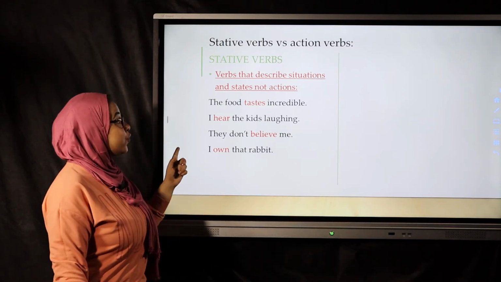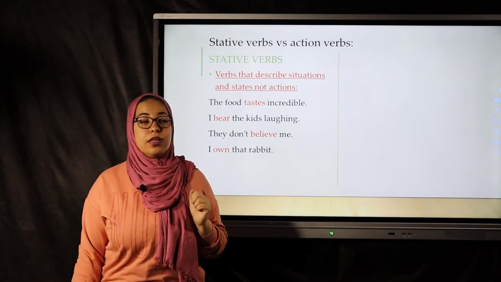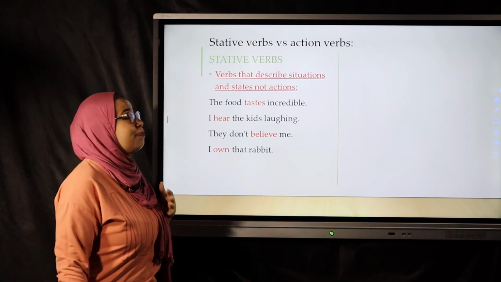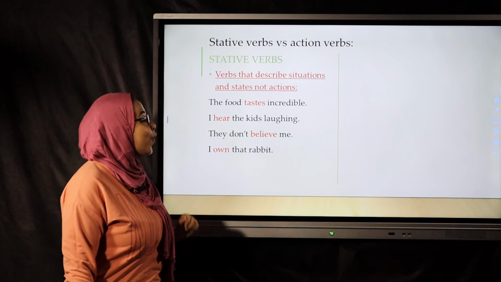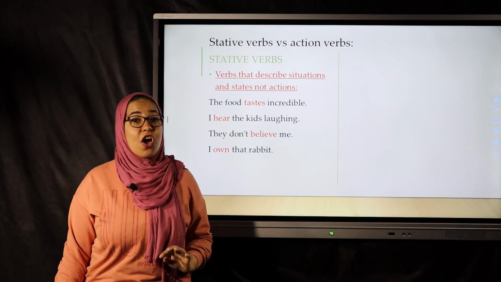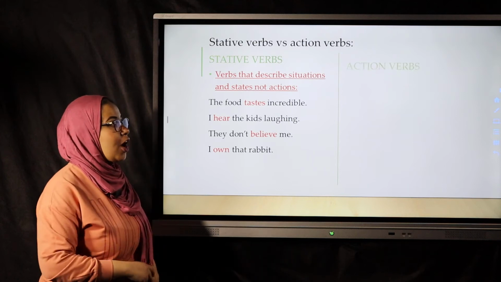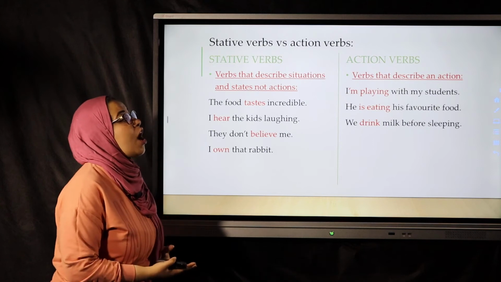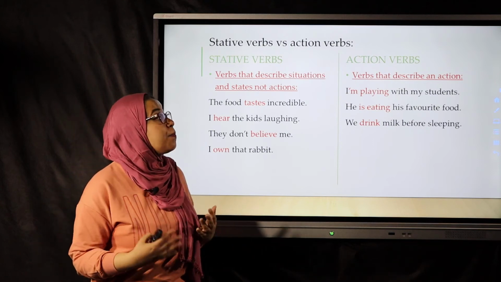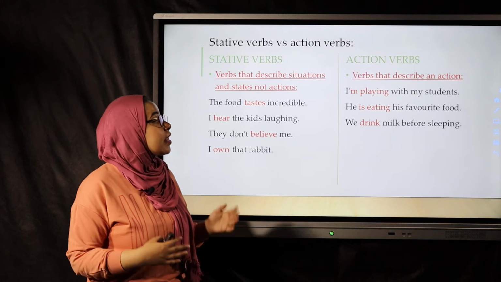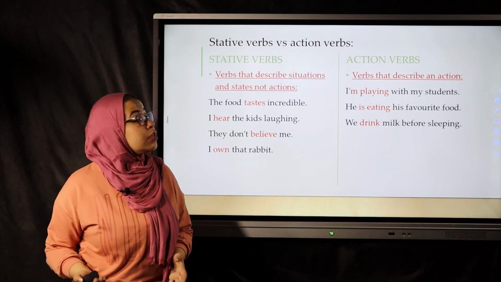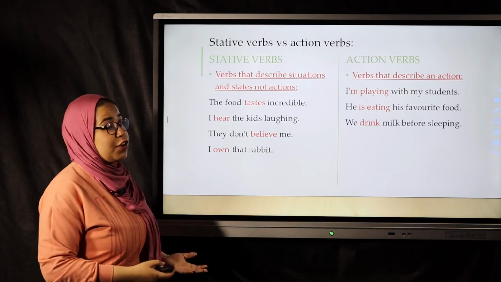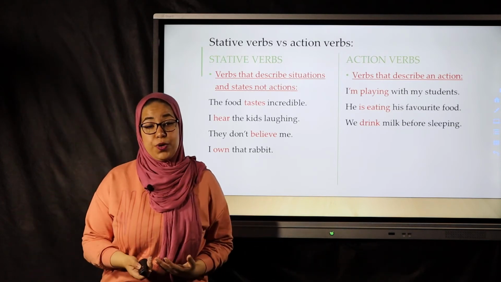Like here, the food tastes incredible. I hear the kids laughing. They don't believe me. I own this rabbit. So these are stative verbs. What are action verbs? Of course, the opposite of that. Verbs that describe an action. Like what? I'm playing with my students. He is eating his favorite food. We drink milk before sleeping. So that's the difference between the stative verbs and action verbs.